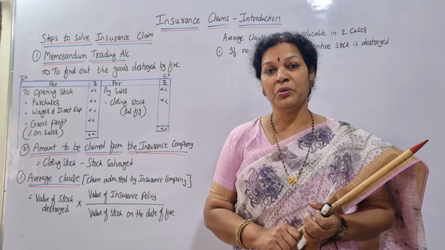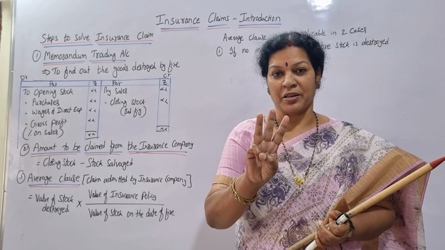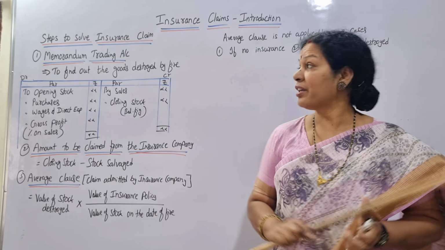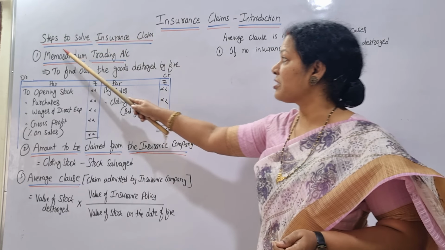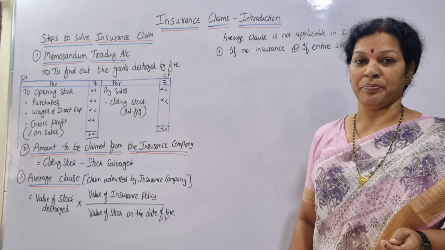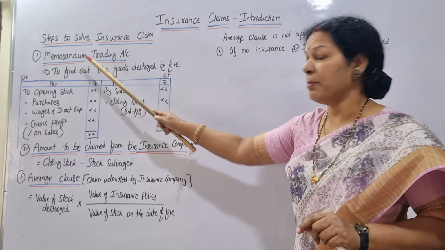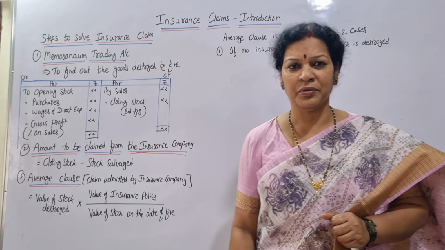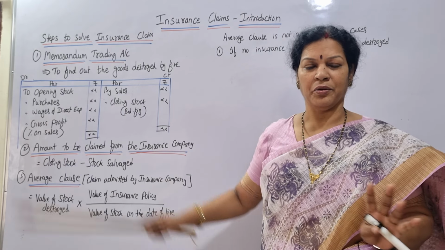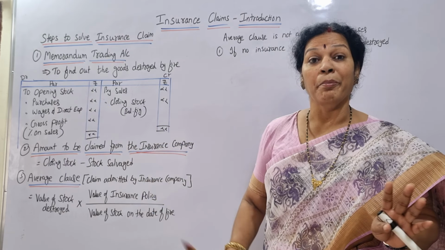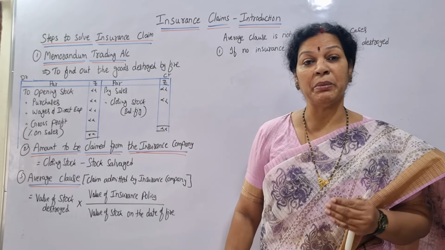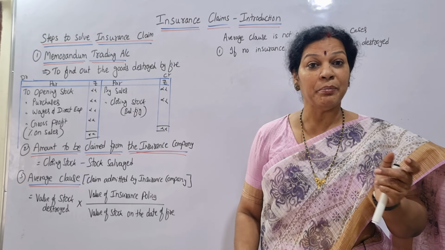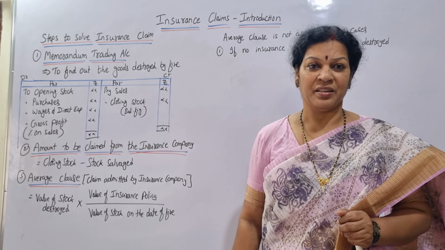So how do they do? Three steps are there, three steps you have to always remember. Calculation of insurance, or steps to solve insurance claim. First step is the memorandum trading account. The same trading account, we are saying it as a memorandum trading account. Why memorandum trading account? It means we are preparing the trading account in the mid of the year.